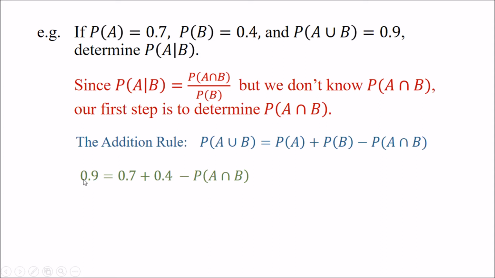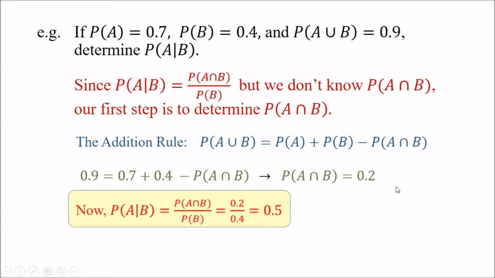Well, substituting in the values from the given, we'd have 0.9 equals 0.7 plus 0.4 minus the probability of A and B. And if we solve that for the probability of A and B, we get that to be 0.2. So now we can conclude that the probability of A given B is 0.2 divided by 0.4, or 0.5, which is 50%.